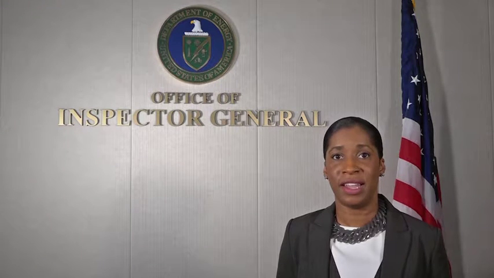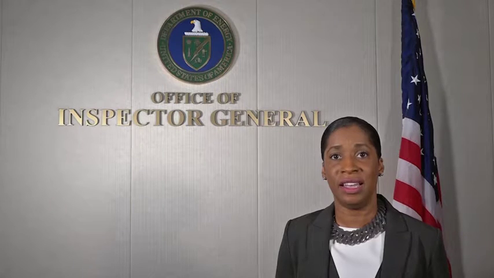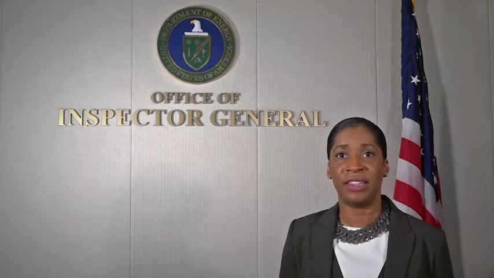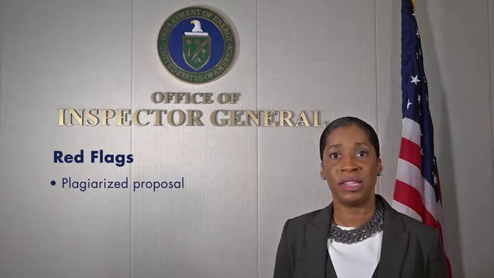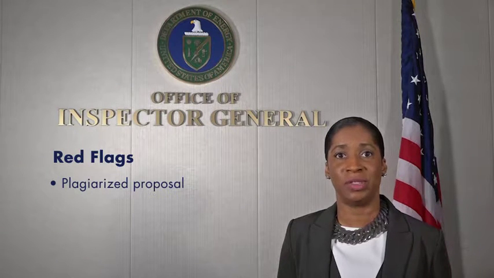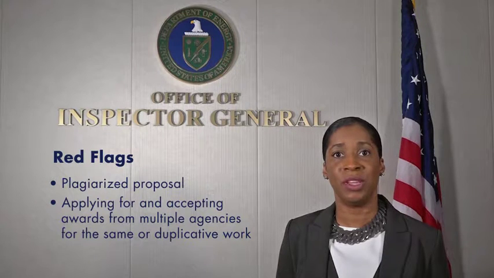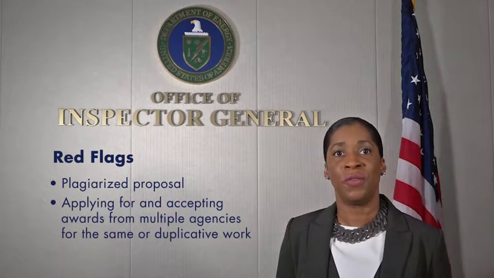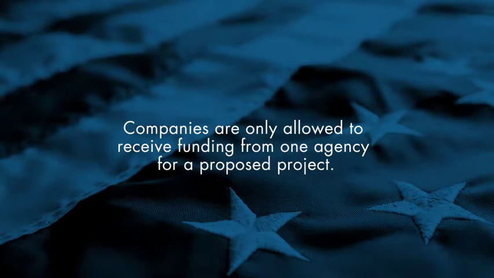When applying for an SBIR STTR grant, companies submit a lengthy and complex proposal outlining their anticipated work. Submitting a plagiarized proposal is one clear example of fraud, as all proposed work within a grant application must be original. Another example would be applying for and accepting awards from multiple agencies for the same or duplicative work. Companies are only allowed to receive funding from one agency for a proposed project.